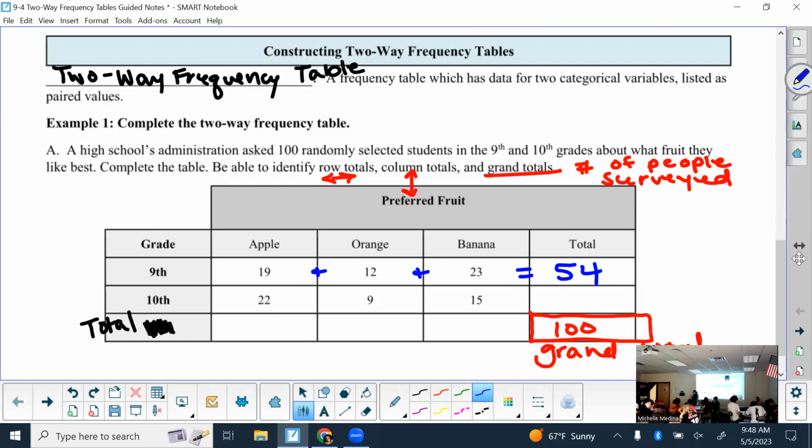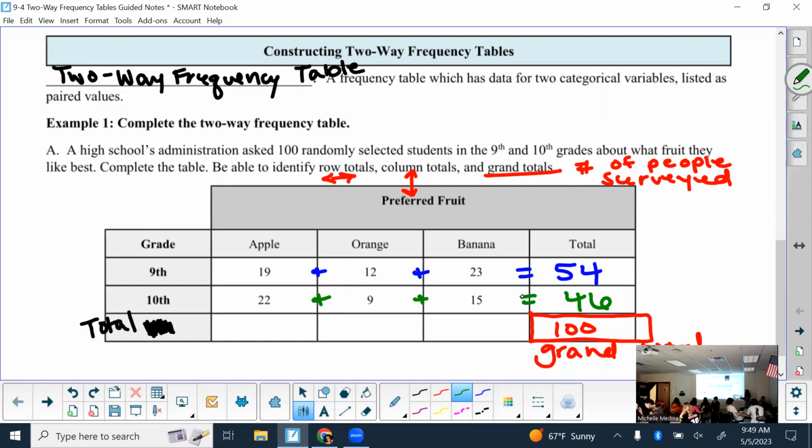And then how many 10th graders were surveyed? Okay, good. How could you figure that out? You could add up the row, or how else could you figure it out? Subtract the 54 from 100. Because if we only surveyed 9th and 10th graders, and 54 of them were 9th graders, then 46 of them must be 10th graders. Does that make sense?